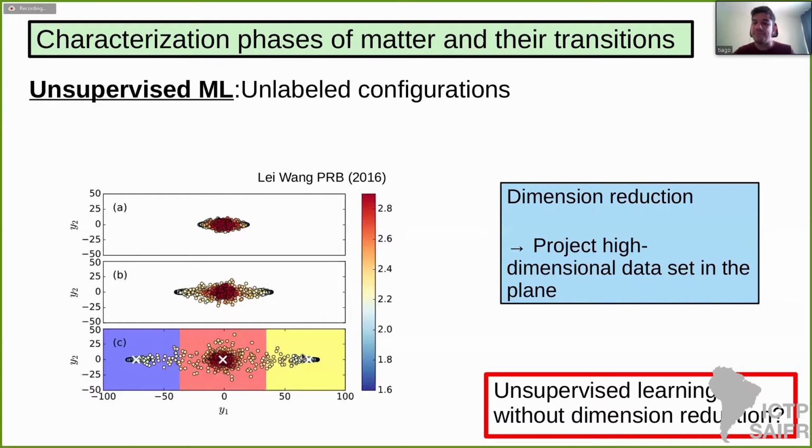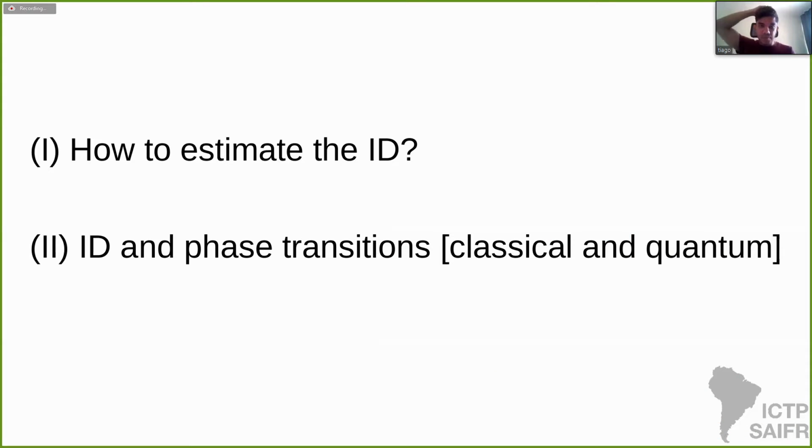What you want to do is try to do unsupervised learning without any kind of dimension reduction. So this is the novelty of our work, I think, compared to this previous work. There is no compression of the data sets. So now let me try to give you an idea of how to estimate this intrinsic dimension, and then I will show some results on classical and quantum phase transitions.